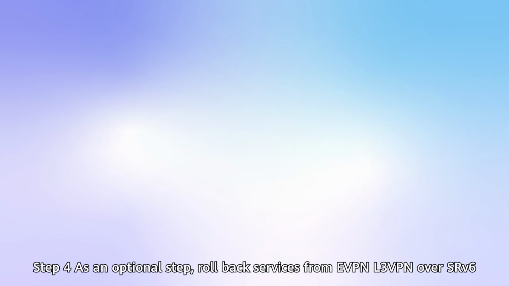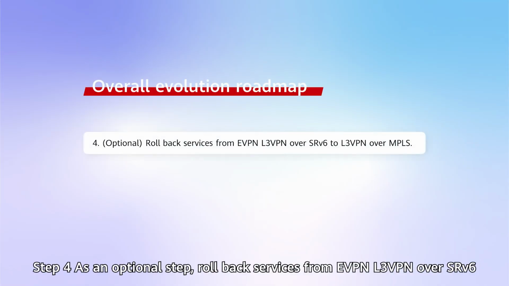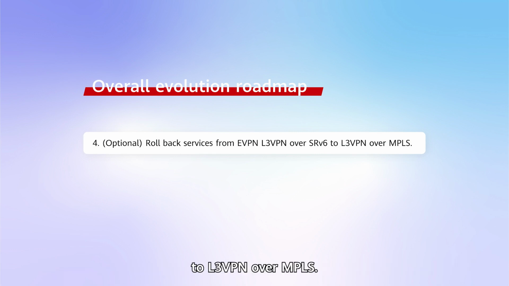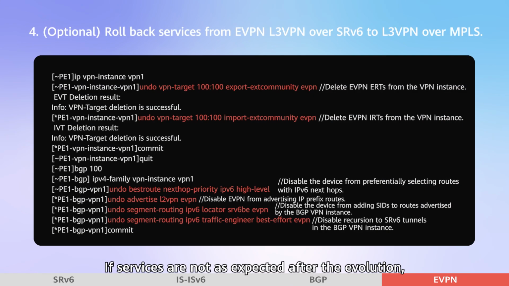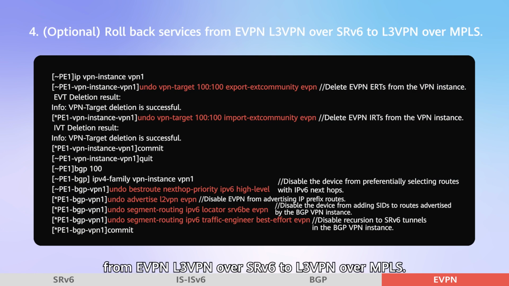Step 4. As an optional step, roll back services from EVPN L3VPN over SRv6 to L3VPN over MPLS. If services are not as expected after the evolution, run the following commands to roll back them from EVPN L3VPN over SRv6 to L3VPN over MPLS. Commands must be run in the following sequence. Here, P1 is used as an example.